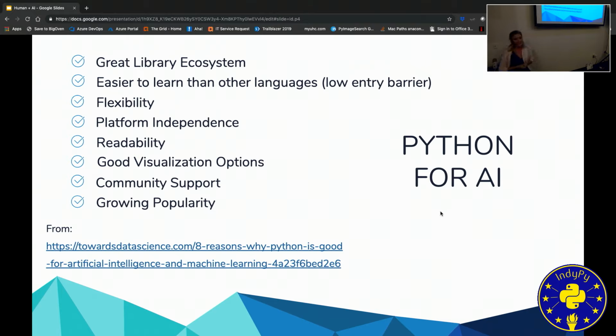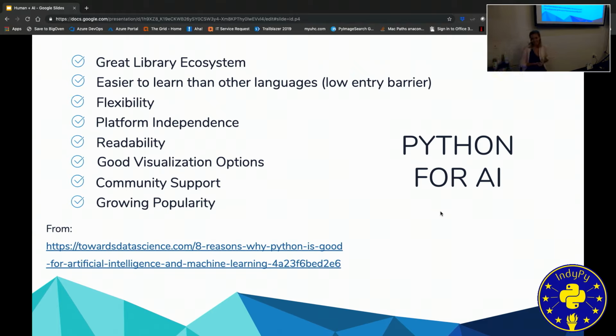The readability of it, it looks more like natural language than other coding languages. So similar to it being easy to learn, it's also easy to read and understand compared to other coding languages. There are some great visualization options with Matplotlib, Bokeh, and various other packages for data visualization. I get in an argument with my coworker all the time that Python's better for visualization. He says it's R. I'm not going to go there.